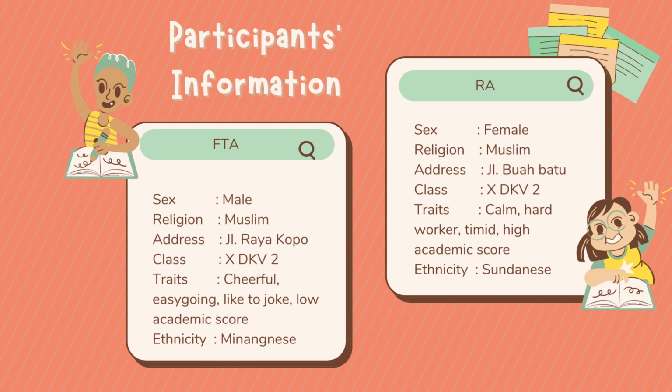The second participant is a female. She is also a Muslim, lives in Jalan Buah Batu. She is from the same class as the first participant. She is calm, a hard worker, timid, but she has a high academic score. Her ethnicity is Sundanese.